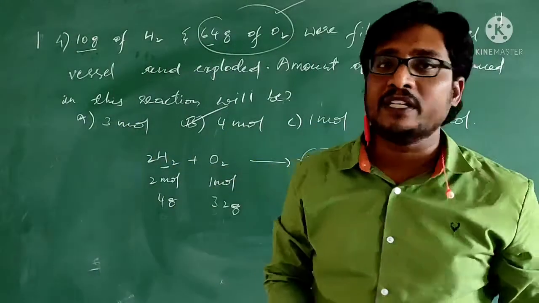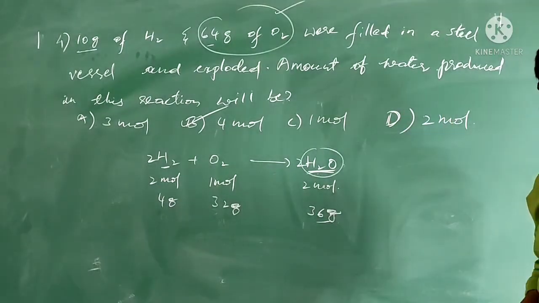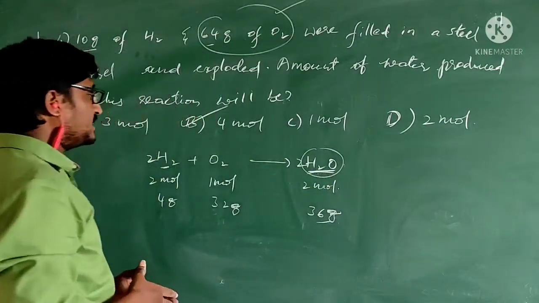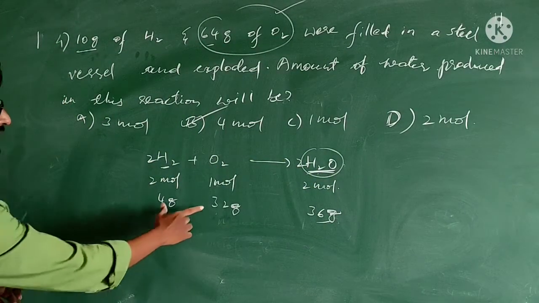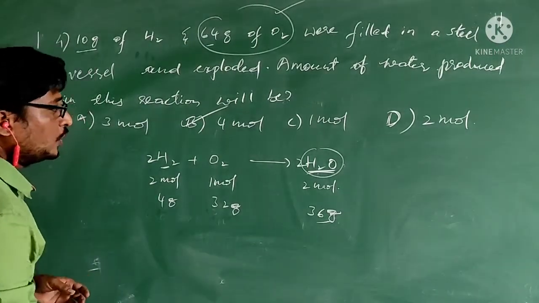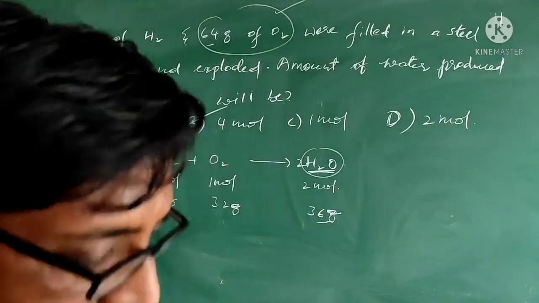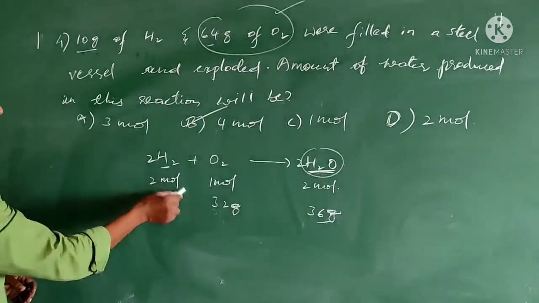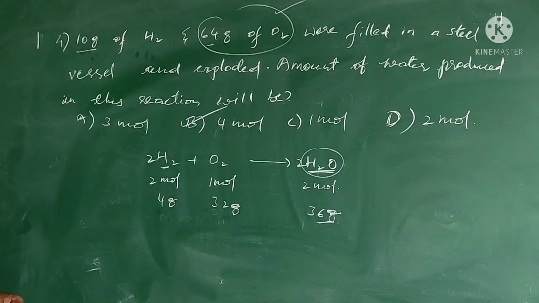Yeah, hello everyone. In the previous video, we were discussing this question. It hasn't completed, so let us continue. From these, you can understand that 4 grams of H2 reacts with 32 grams of O2 to form 36 grams of water. From the balanced chemical equation, we can understand that 4 grams of H2 reacts with 32 grams of O2 to form 36 grams of H2O.